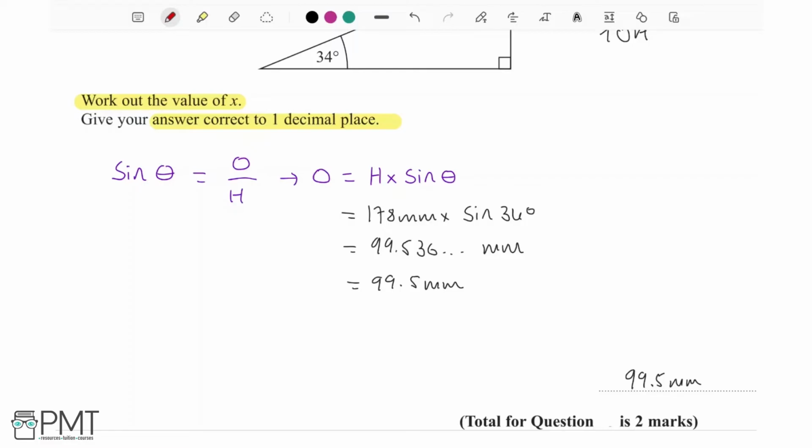The first mark comes from knowing you need to use the sine rule, as we have done here. The second mark comes from getting a correct final answer.